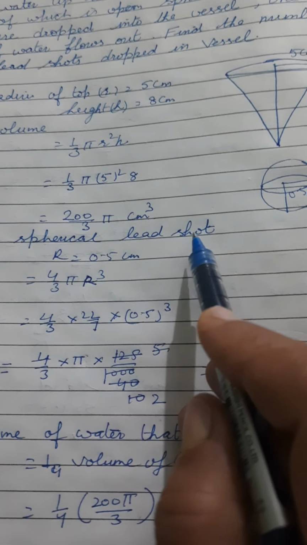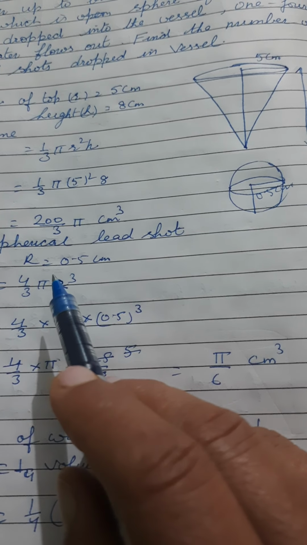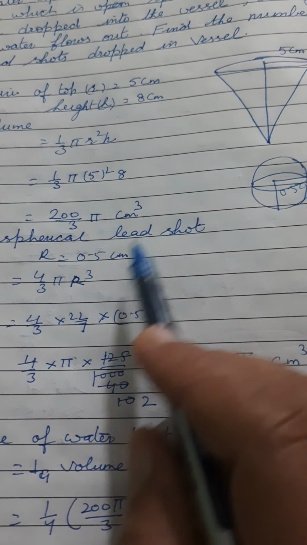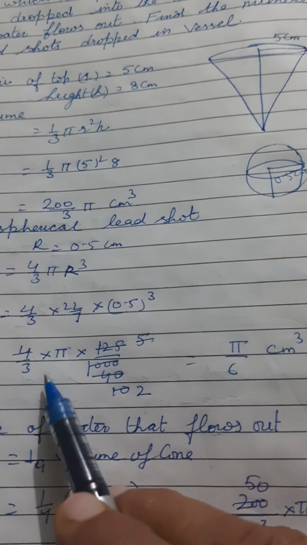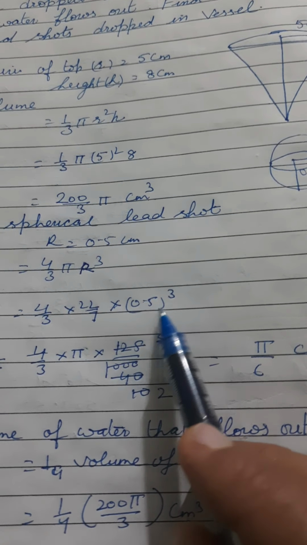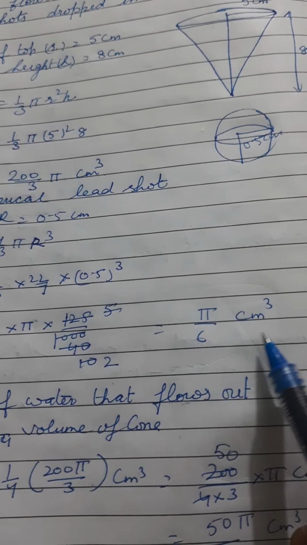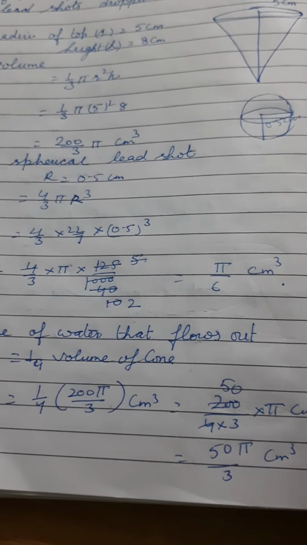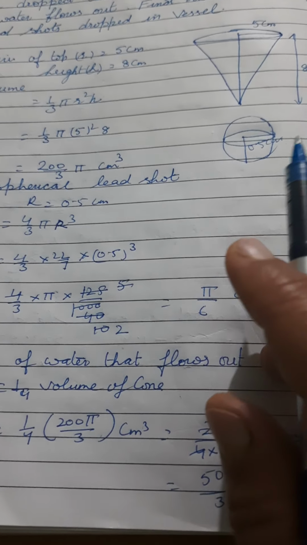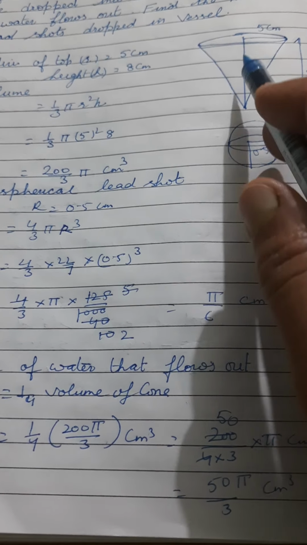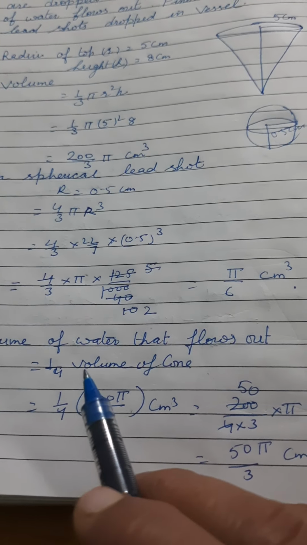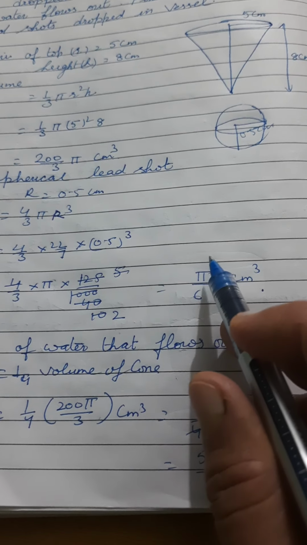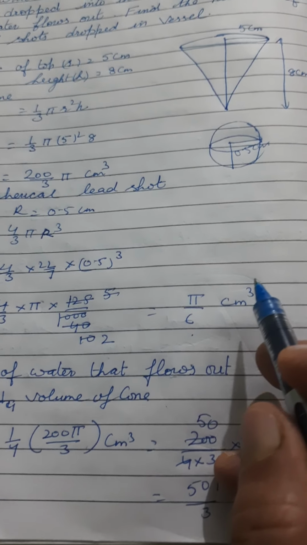Now for the spherical lead, radius is 0.5 centimeter. Then the volume of sphere is given by 4/3 pi r cube. After solving, it comes out to be pi/6 cubic centimeter. This is the volume of one lead shot. Suppose there are n lead shots that are dropped into the conical tank. Then the volume of those n lead shots will be n multiplied by pi/6 cubic centimeter.